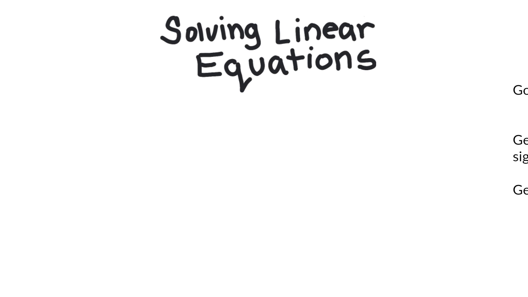Okay, today we are solving linear equations. First, we're going to start out by solving 4x minus 9 equals 39.